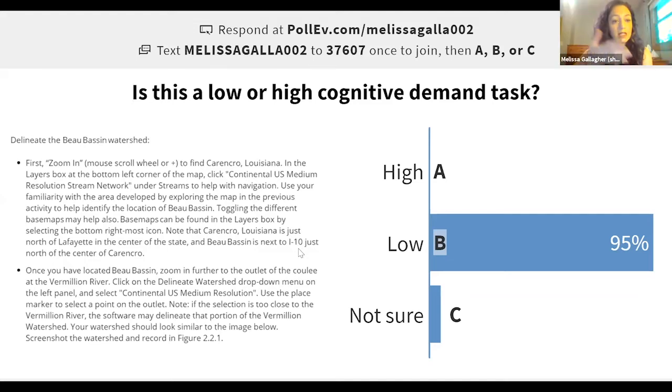And it may be that delineating a watershed is a more advanced skill, but it's still that the way they're being asked to do it is by following a set of steps. And even at the bottom here, it says your watershed should look similar to the image below. And I know that this is part of a bigger task that asks students to take this and do more with it.